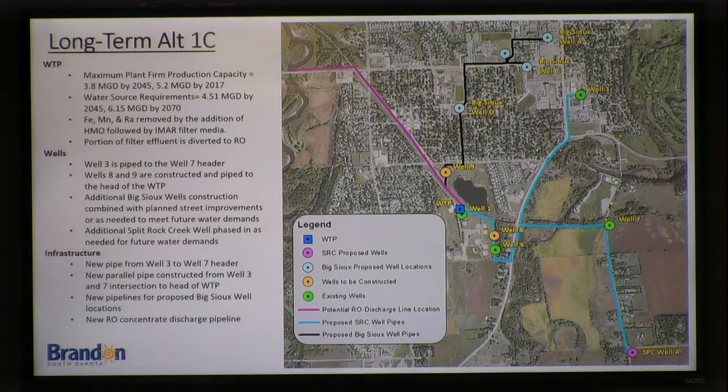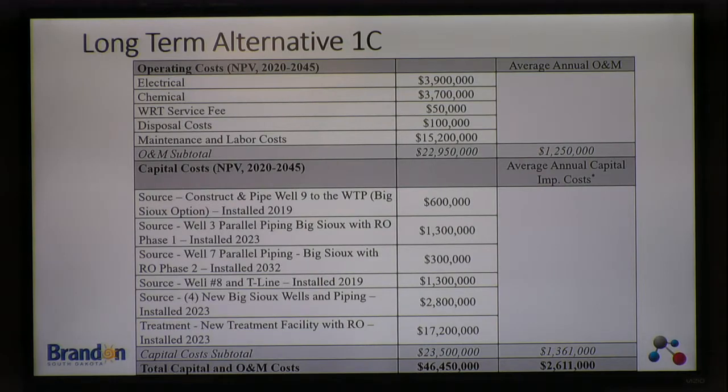This one also includes then an RO system to treat a part of the water flowing from the treatment plant in order to blend with other water to get a treated water hardness that's similar to the neighboring communities. These are the costs associated with that. So here you can see the treatment plant bumps up quite a bit here because RO in a treatment plant brings up a treatment facility cost.